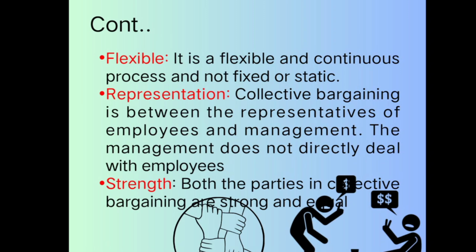The head of the workers is called the employer, and those working under the employer are known as employees. They will not directly deal with the administration. There will be a representative, and that representative will go and put forward the negotiation that the group has decided. Then strength: both parties are very active in participating in the collective bargaining, and they are strong enough to face off and speak for their own parties.